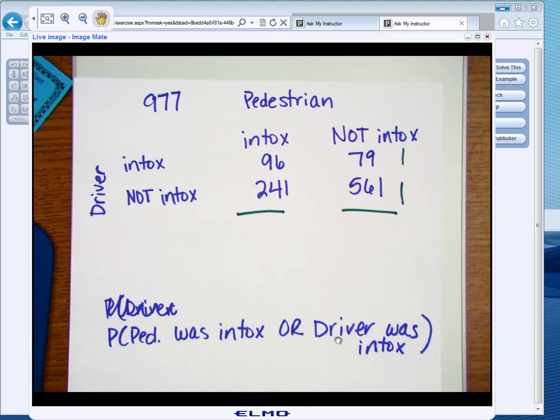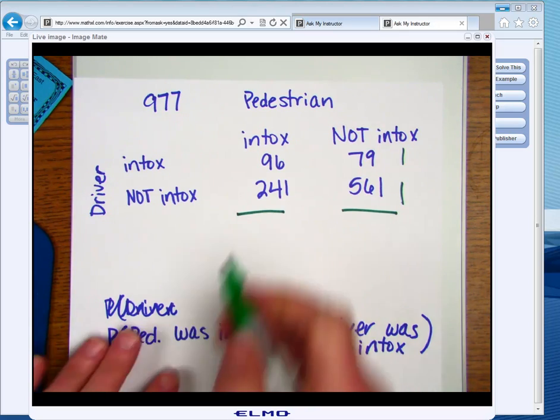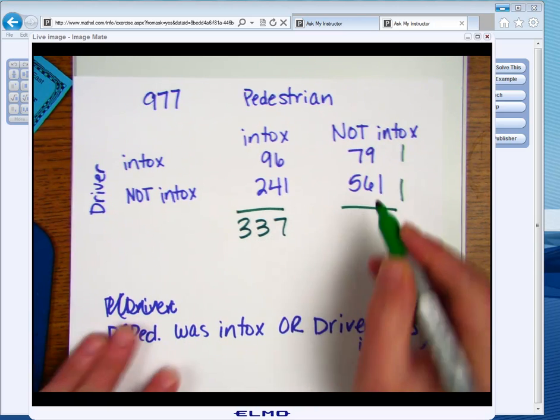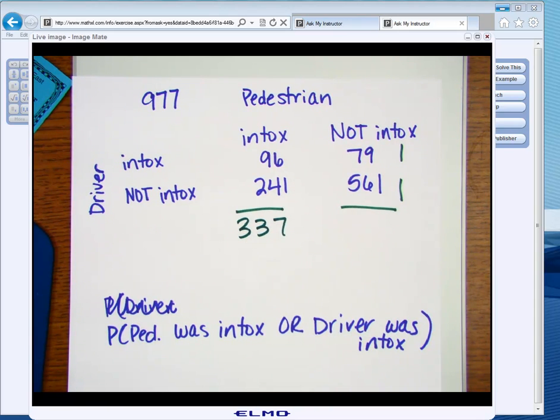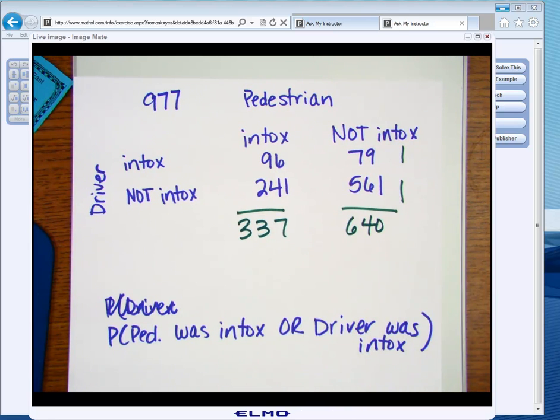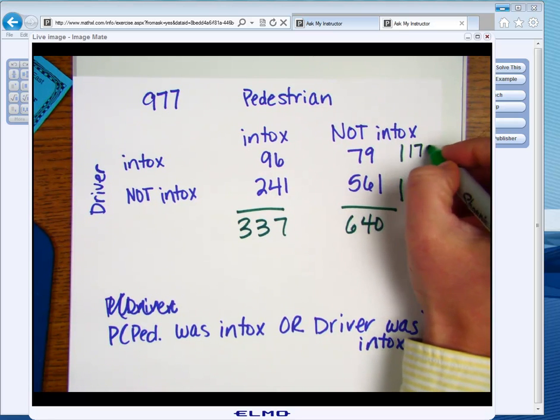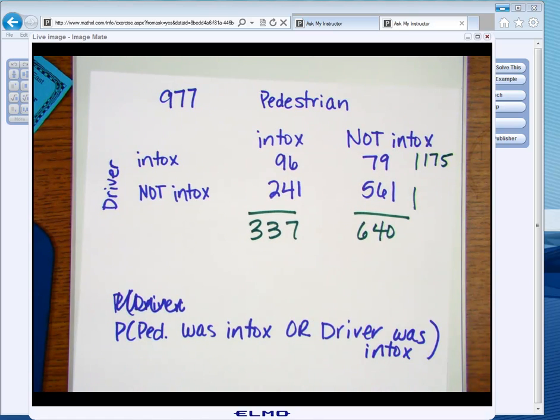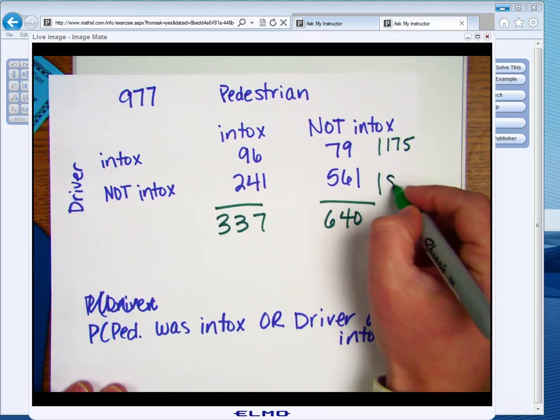Okay, so we're going to take and add these up. First we'll do 96 plus 241. That's going to give me 337. And then we'll do 79 plus 561. That's going to give me 640. And now we're going to do the rows. 96 plus 79 is going to give me 175, and 241 plus 561 is going to give me 802.